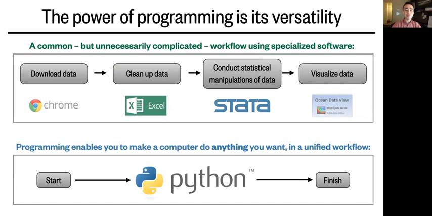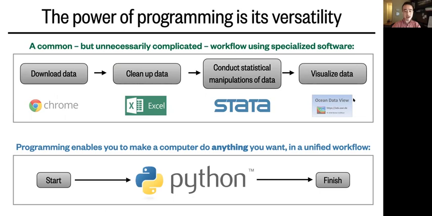But why do we go to all the trouble of writing code when there are, you know, useful apps out there like Microsoft Excel that have a lot of great built-in features already? Why reinvent the wheel? Well, sometimes that's fine. You can manage to string together a workflow that gets what you want done, like this one where you might download some data in Chrome or another browser and clean it up in Excel, manipulate it statistically in Stata, and then plug it into, say, Ocean Data View to make some maps.